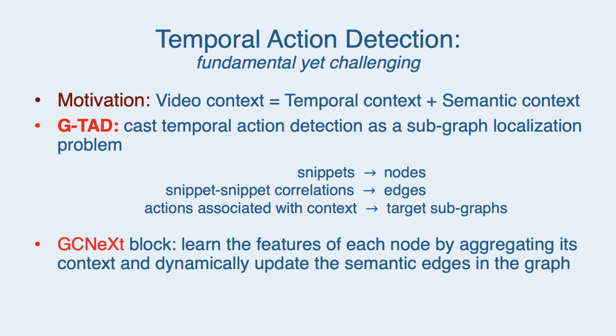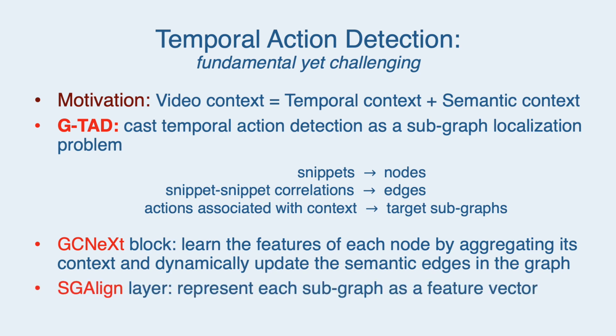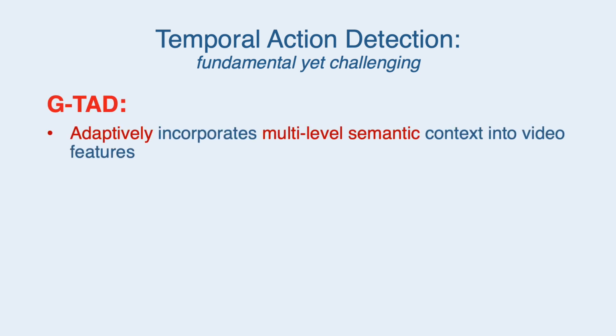G-TAD is comprised of two components. First, GCNeXt block. It learns the features of each node by aggregating its context and dynamically updates the semantic edges in the graph. Second, SD-Align layer. It represents each subgraph as a feature vector. Overall, G-TAD adaptively incorporates multi-level semantic context into video features.